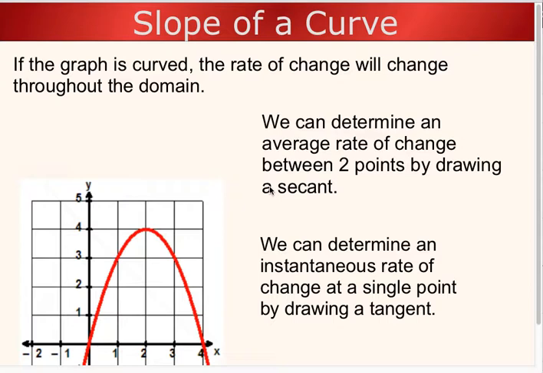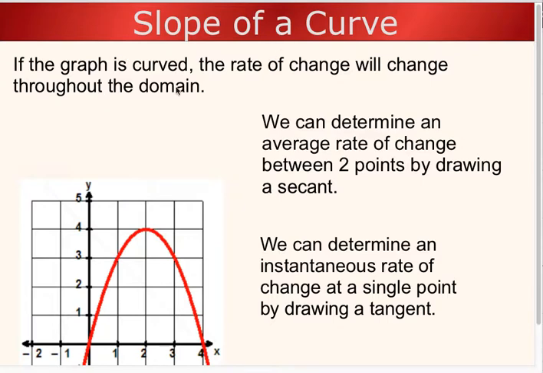So the number you're seeing, like it says you're traveling at 110 kilometers per hour, that is not an average rate of change. That's your instantaneous speed. That's your instantaneous rate of change. That's exactly how fast you're going at that particular moment. So our goal here is to look at how to interpret that graphically, and also how to calculate that.